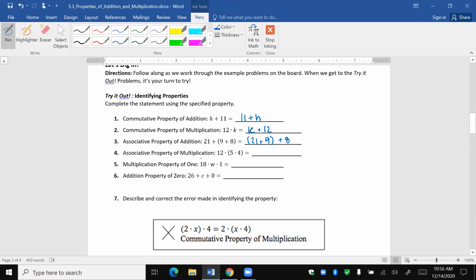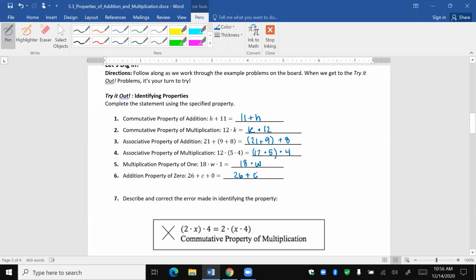Associative property of multiplication, same thing, slide those parentheses over. I can do 12 times 5, then times 4. Multiplication property of 1, anything times 1 is itself, so 18 times w times 1, I can just rewrite that as 18 times w. And then our last one, addition property of 0, 26 plus c plus 0. Anything plus 0 is just itself. So 26 plus c would be a way that I could simplify that.